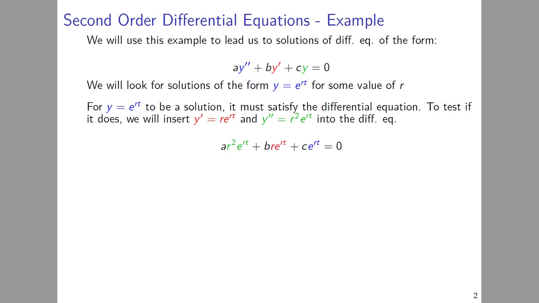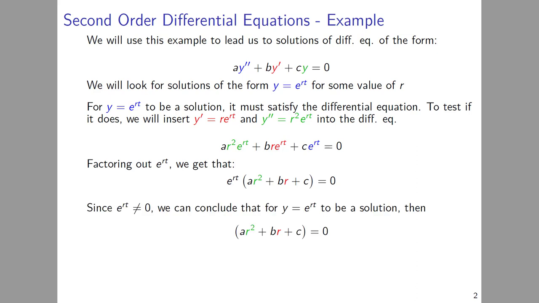Now, when we're trying to solve an equation equal to 0, it's always helpful to factor. And here, we can factor out e to the rt, giving us e to the rt times the polynomial a times r squared plus b times r plus c is equal to 0. And the reason that factoring is helpful is because now we have two numbers multiplied together, e to the rt, and the polynomial a times r squared plus b times r plus c, to get 0. And if we multiply two numbers together to get 0, one or the other must be 0.